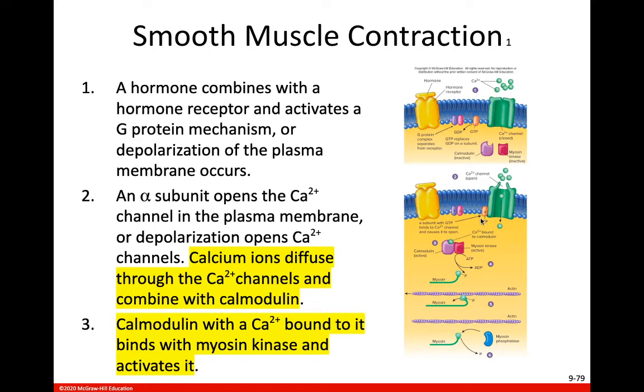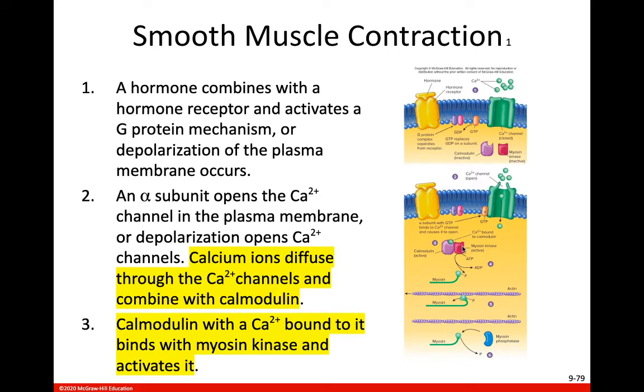Actually, this is still the G protein mechanism, but in either case, it could also be due to depolarization, the calcium ion channels open. In either case, calcium ions come into the cell, they bind to calmodulin. Calmodulin activates myosin kinase right here. This is the myosin kinase. So calcium, the green dot, binds to the calmodulin, the purple square.